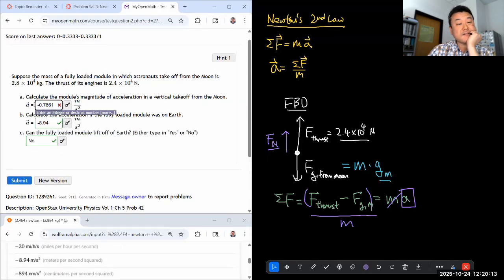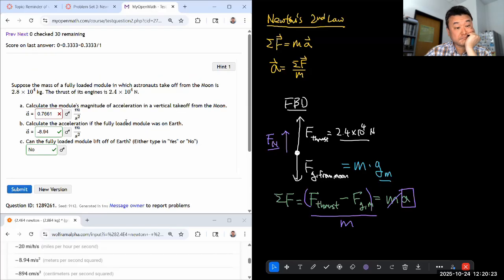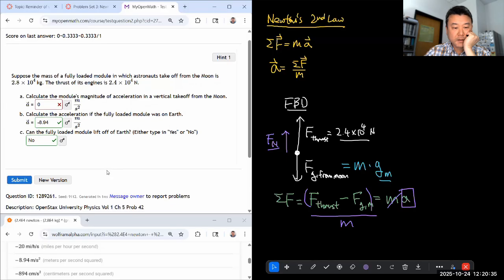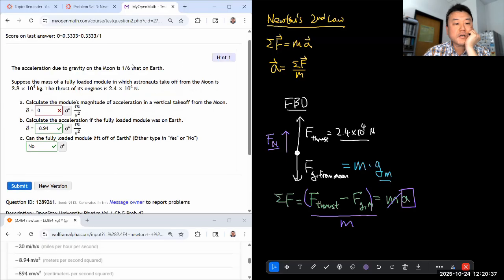So here, I guess it did ask for the magnitude of acceleration. I might... Oh, it might be expecting a zero answer. No. There might be a coding mistake in the question. Let's check. 1/6. Oh, I know.